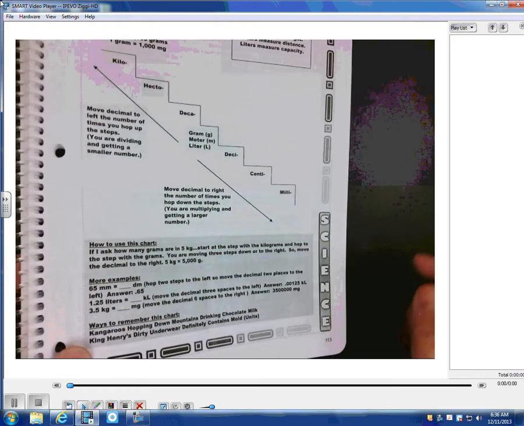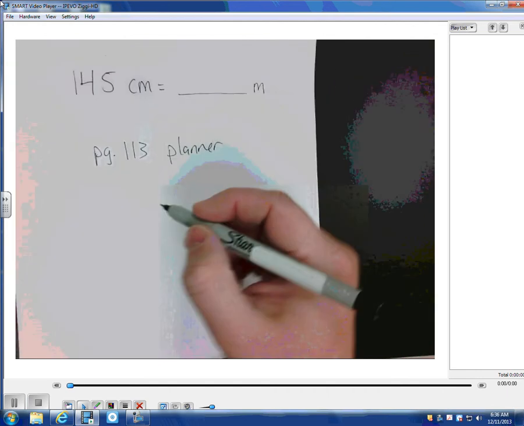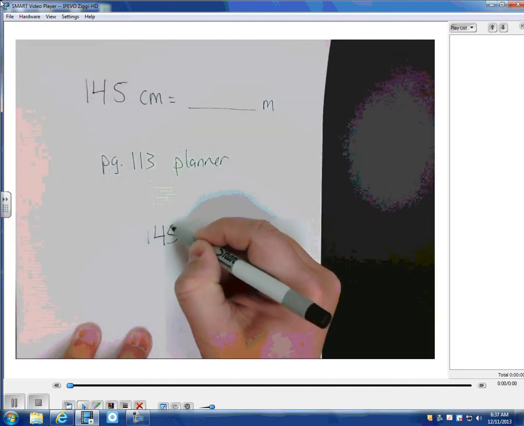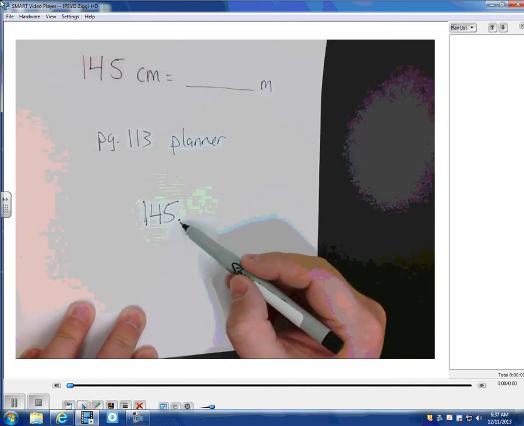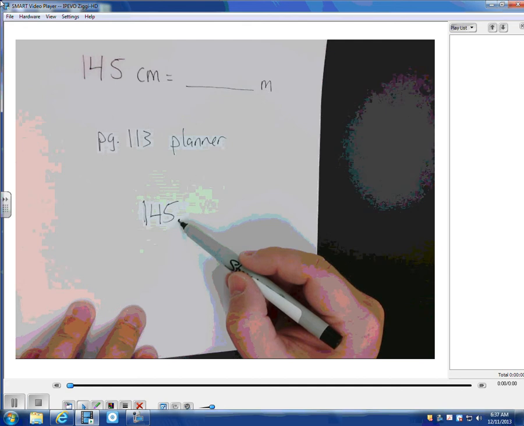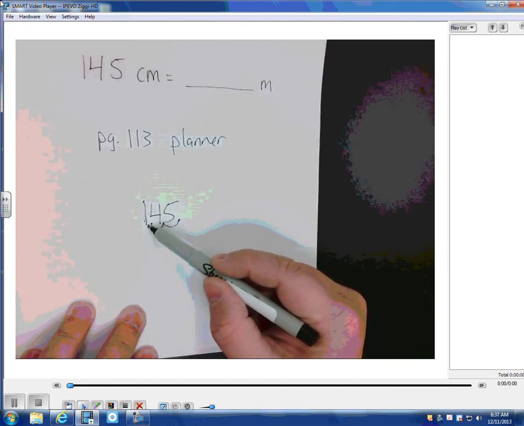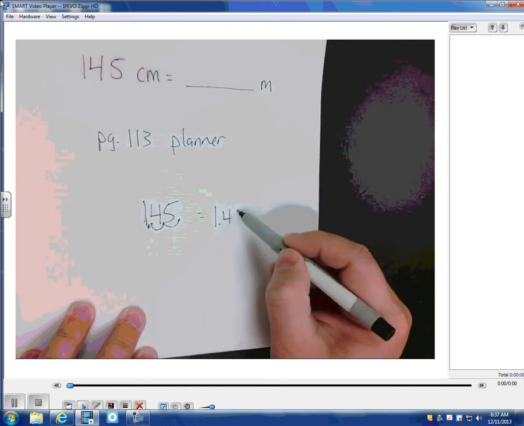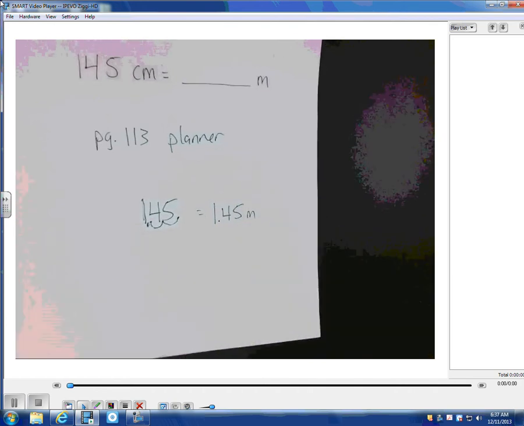Okay, again, that's page 113. So if I'm right here, there's my decimal. I'm going 2 places to the left. 1, 2. Okay? So that would be 1 and 45 hundredths meters. Okay? Planner is a great resource for that question.